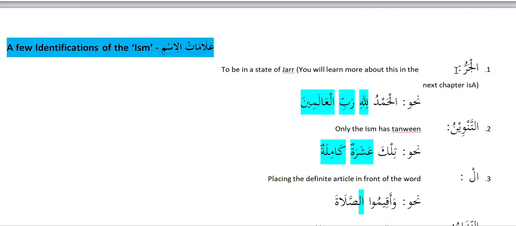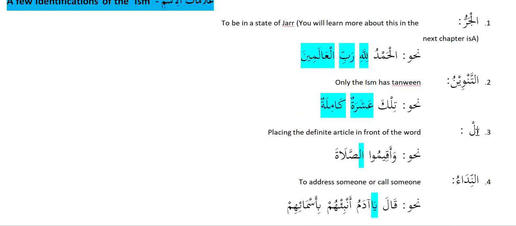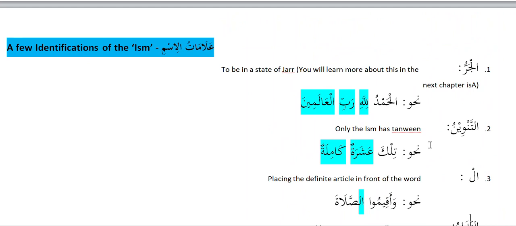Number one, al-jar. Number two, at-tanween. Number three, alif and lam, the definite article. Number four, an-nida. So we're going to just learn these four identifications. What does it mean, jar?